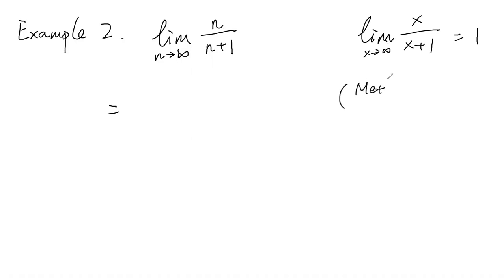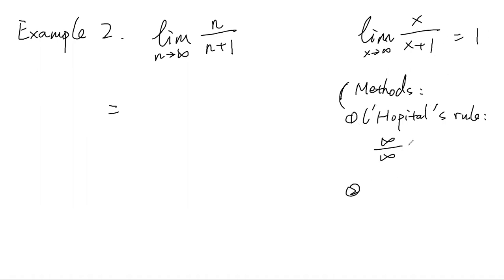There are two methods you can use to calculate this limit. You can either use L'Hopital's rule, which is straightforward. When x approaches infinity, this is an infinity over infinity indeterminate form. So then you take the derivative of the top and the bottom, you get 1 divided by 1, so the limit is equal to 1.